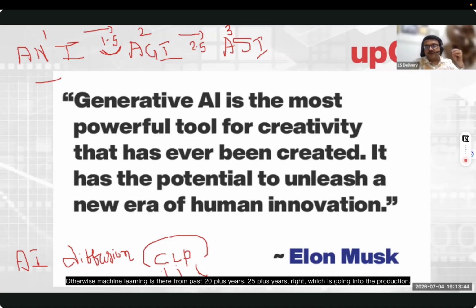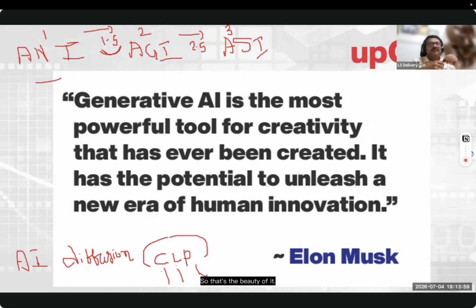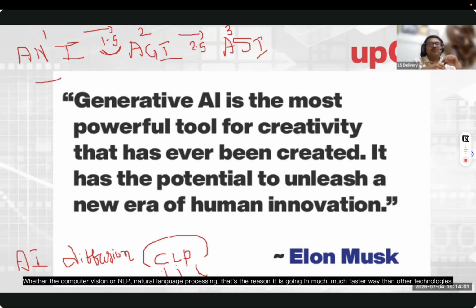But especially in the last 12 to 14 years, roughly since 2012, with deep learning we can cross-learn from different departments in the organization or different domains. That's the beauty of it, whether it's computer vision or NLP, natural language processing. That's the reason it is moving much faster than other technologies. So to summarize, ANI took a very long time, almost 50 years to reach.